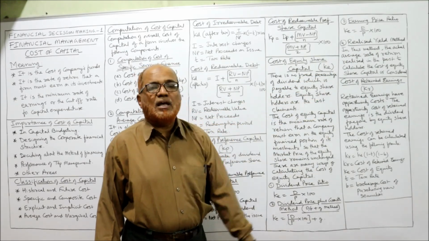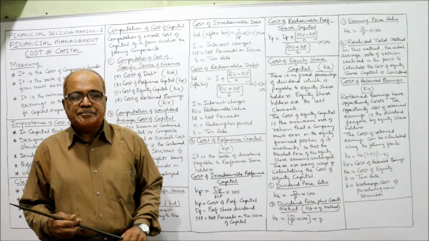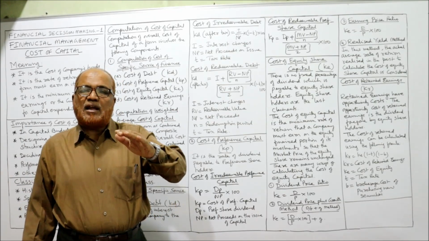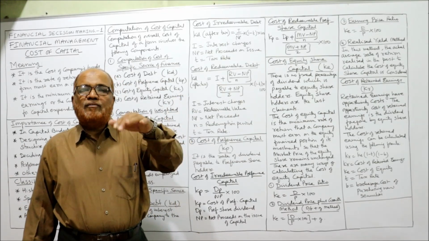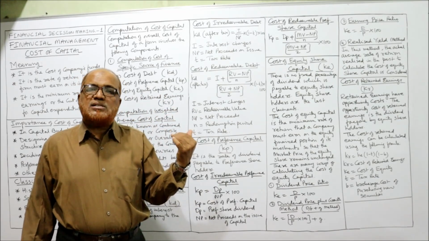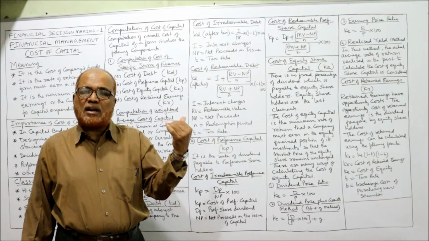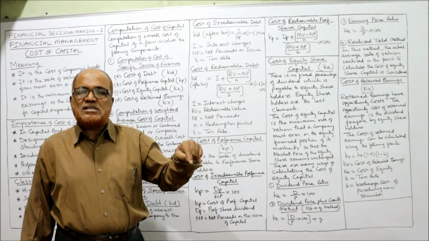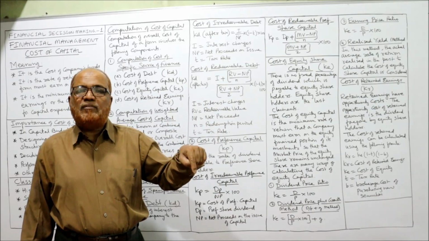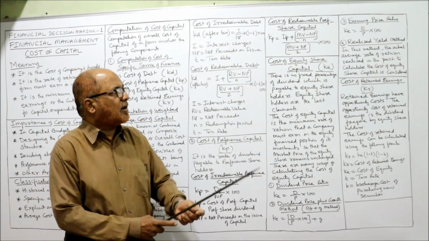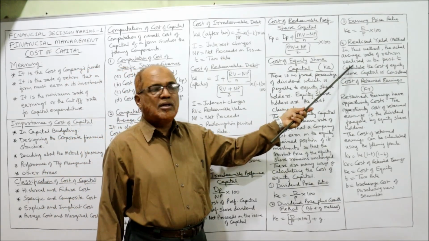The next one is the realized yield approach. The realized yield approach says that instead of calculating the return of the future, we calculate the return of the past. In the past, what is the rate of dividend, what is the rate of earnings we have earned? According to the past earnings and the past dividend, we calculate the cost of equity in the present year. That is called the realized yield approach.